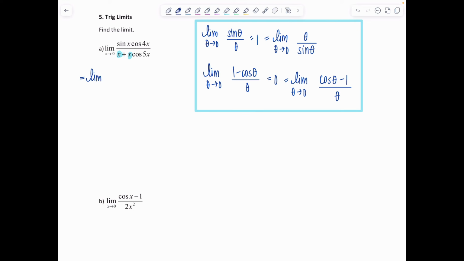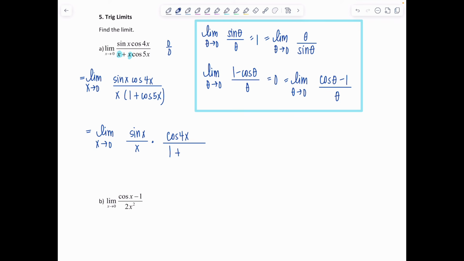So, also, of course, we tried direct substitution and we got 0 over 0 first. Limit as x approaches 0, we have sine x cosine 4x over, take out the x, now it's 1 plus cosine 5x. And then let's rewrite this. Limit as x goes to 0, put sine x over x together, and then leave the rest over here: cosine 4x over 1 plus cosine 5x.